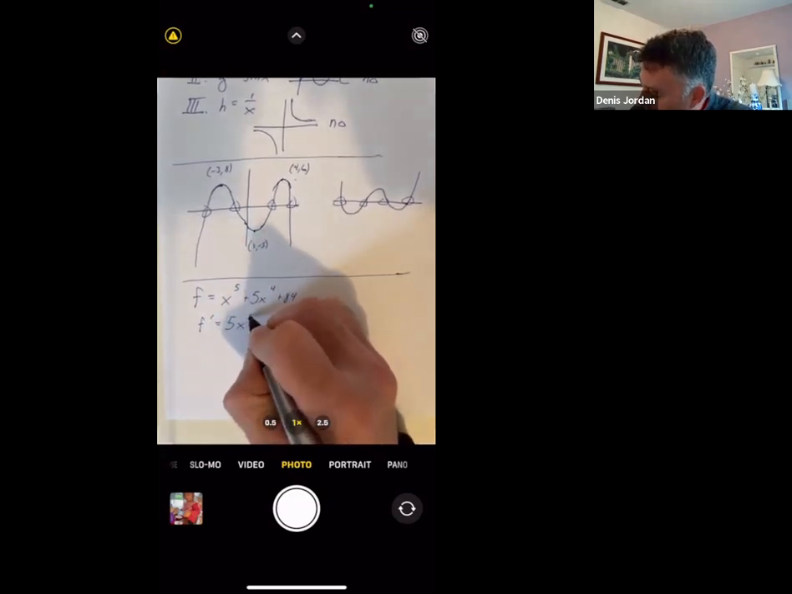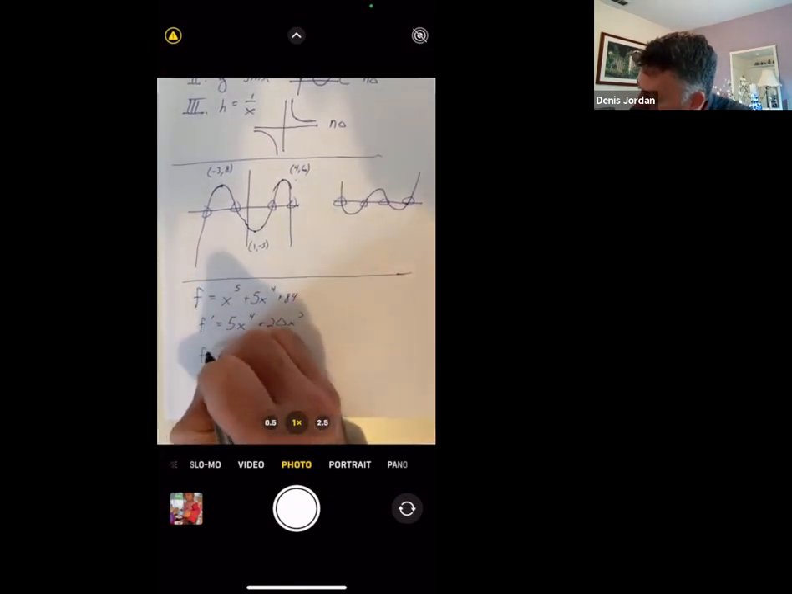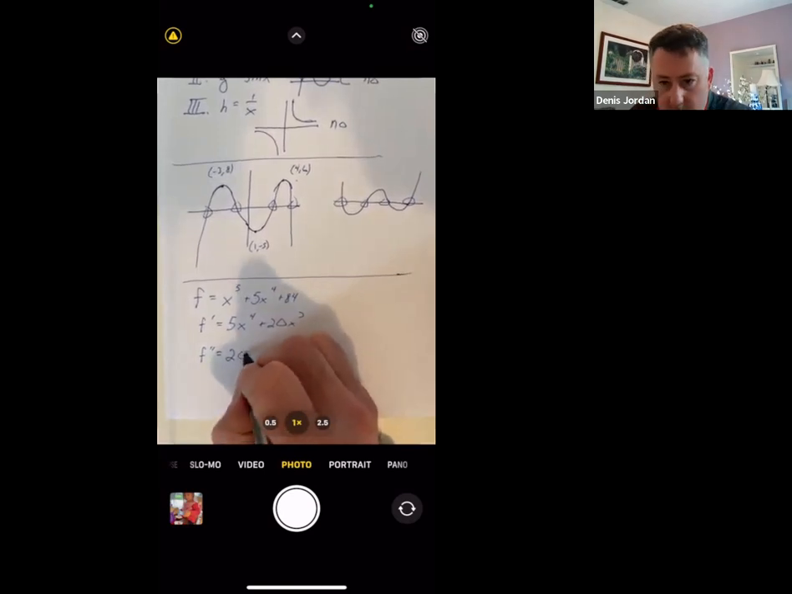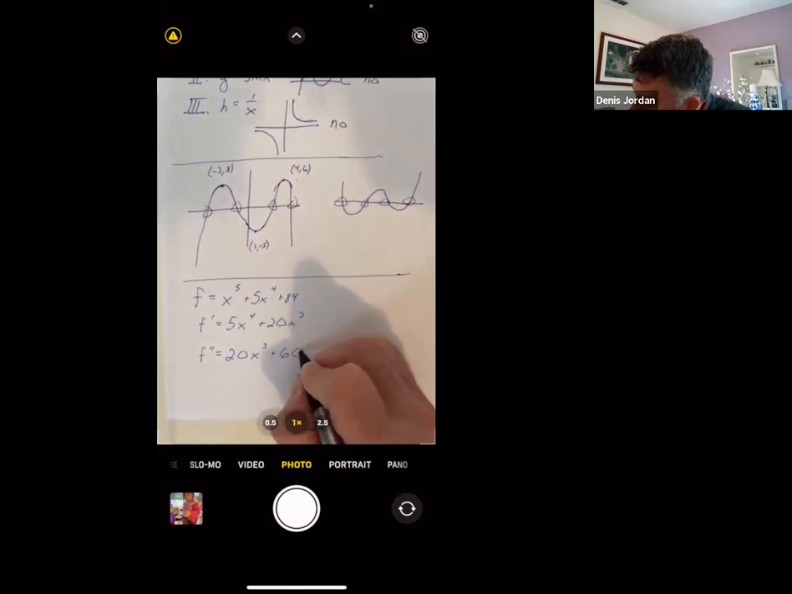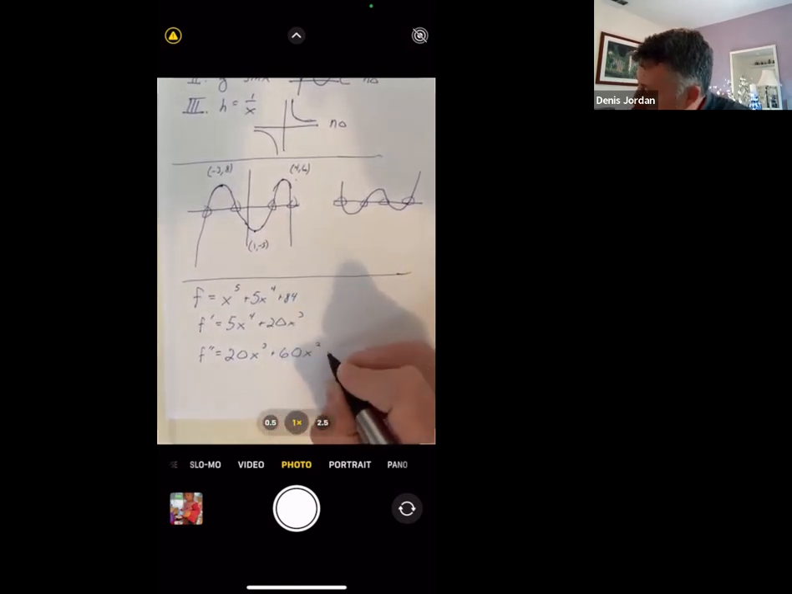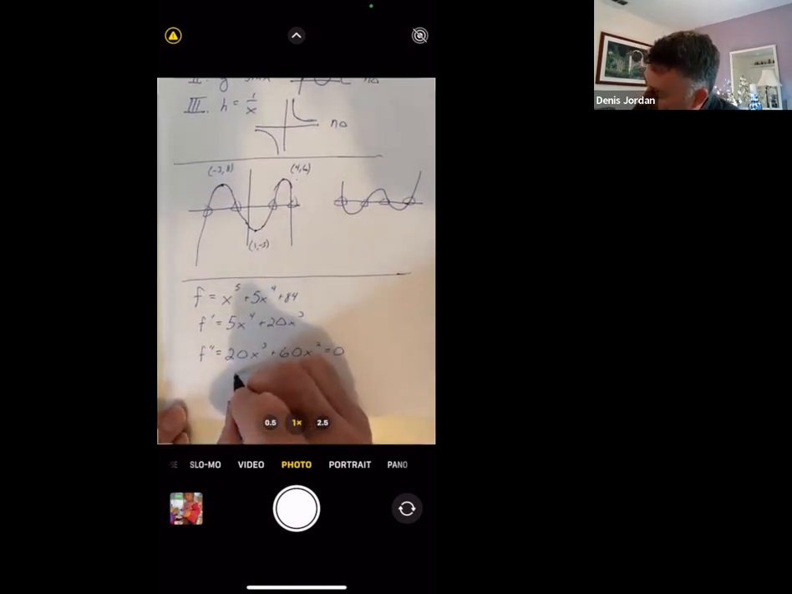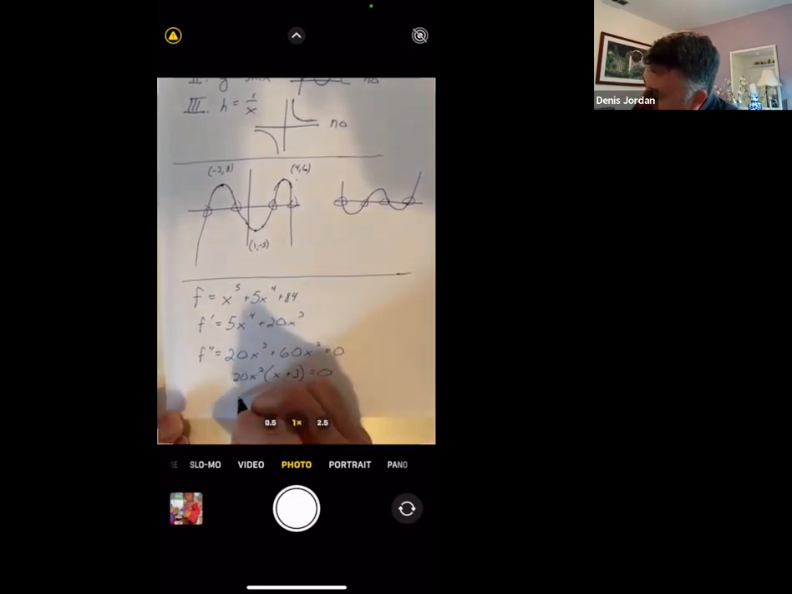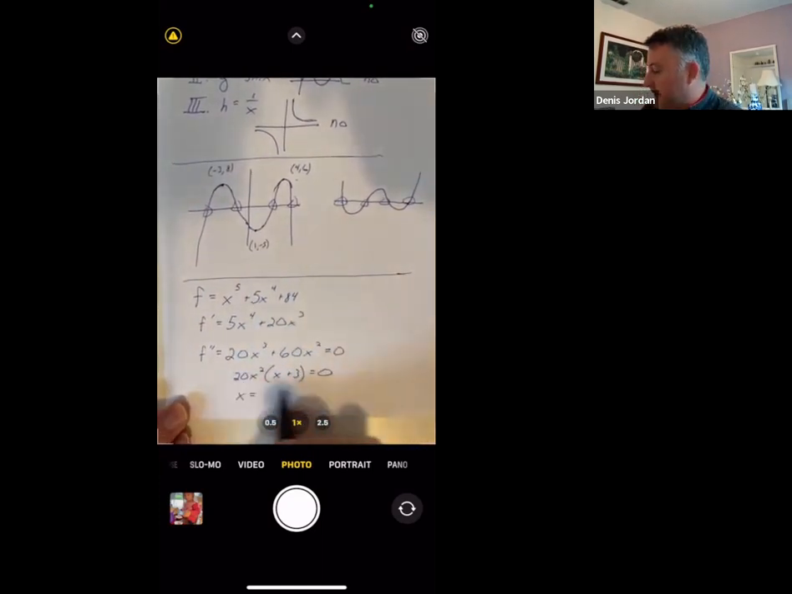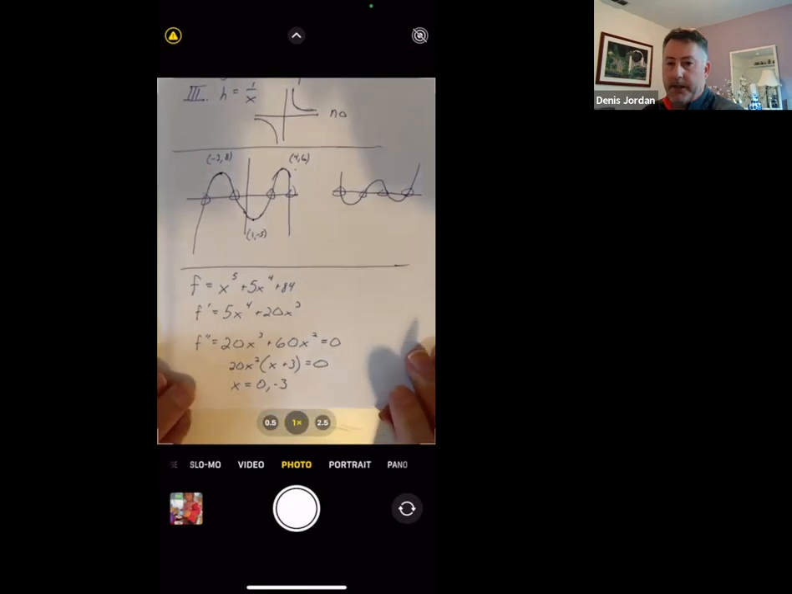So the first derivative is 5x to the 4th plus 20x to the 3rd. Second derivative, 20x to the 3rd plus 60x squared, and then you set it equal to 0 and solve for x. So you can pull off a 20x squared, and you're left with x plus 3. So your solutions for that equation would be 0 and -3.